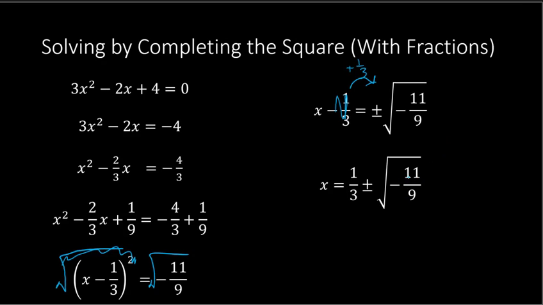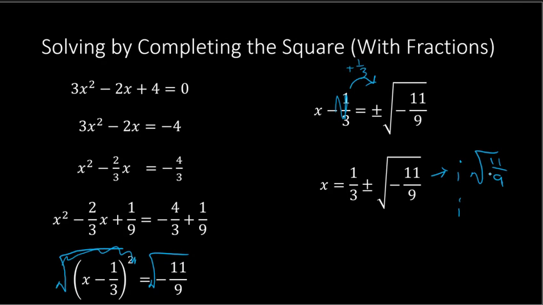Now one last thing to take care of is this radical. So we need to rationalize, where we get rid of the denominator inside of the radical. And we also need to take care of the negative inside the radical. So looking just at that radical part, we can pull out the negative. That's an imaginary component. So we can pull that out by putting i out there. So we have i times the square root of 11 over 9.